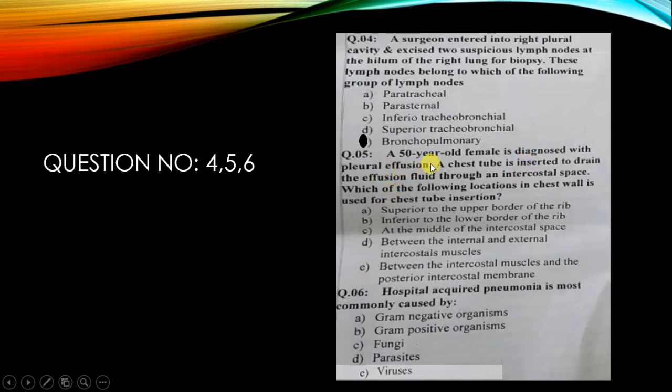Question number 5 says a 50-year-old male is diagnosed with a pleural effusion. A chest tube is inserted to drain the effusion fluid through an intercostal space. Which of the following locations in the chest wall is used for chest tube insertion? Superior to the upper border of the rib, inferior to the lower border of the rib, at the middle of the intercostal space, between the internal and external intercostal muscles, or between the intercostal muscles and the posterior intercostal membrane.